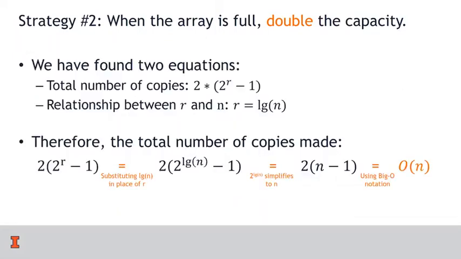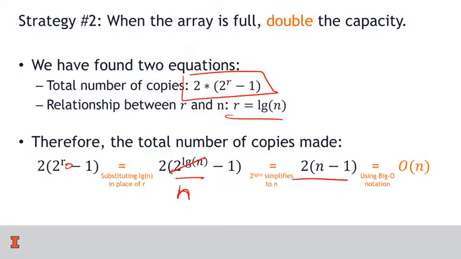Just like before, we have 2 equations. We have the number of total copies, which is 2 times 2 to the r minus 1, and the relationship between r and n. And now r is equal to a logarithm of n. Doing the same substitutions, if we substitute log n for r, we get 2 to the log n power minus 1, times 2. Because 2 to the log n is just equal to n itself, we substitute this value for n. So we have the equation 2 times n minus 1.